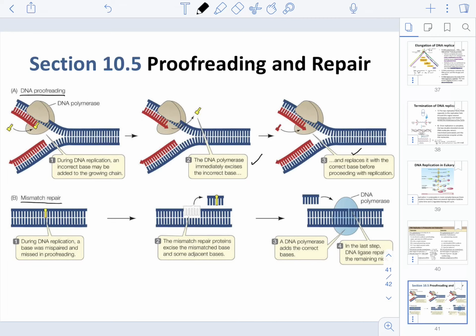Now, if for some reason the polymerase does not fix this, then in the case of mismatch repair, understand that we're going to have mismatch repair proteins that remove the mismatched base and some adjacent bases. Then we have the DNA polymerase add the correct bases, and lastly, we are going to have the ligase put together the new segments that were made.